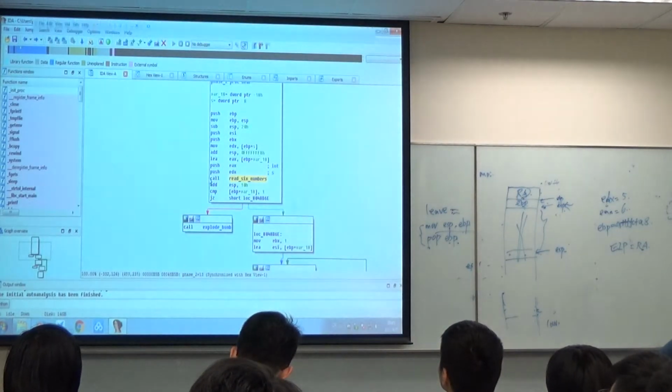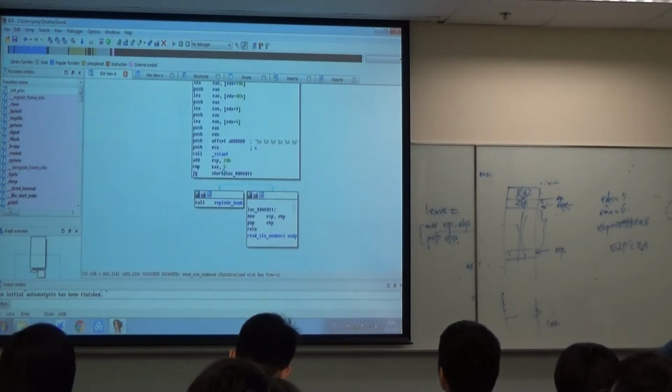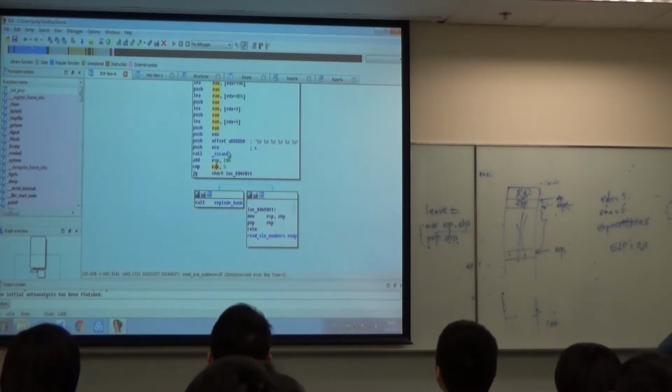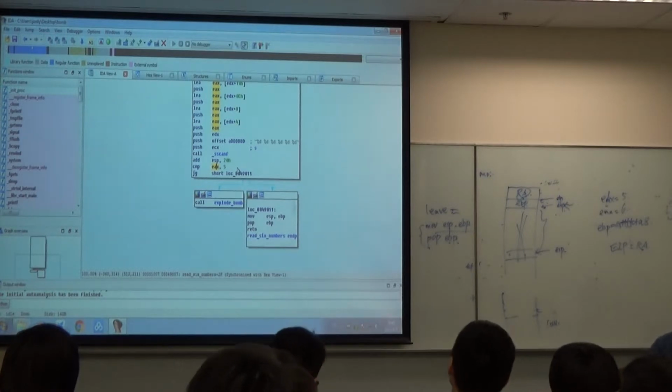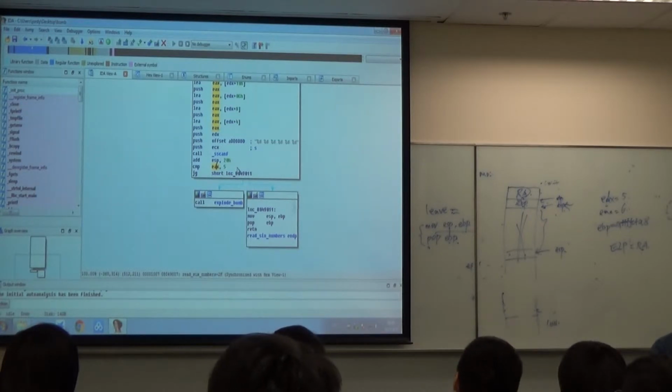Okay, let's see. Compare at here. This compare. It compares EAX with 5. EAX is the return of this function, right? It's the return of scanf function, and scanf is just a standard C library function. It returns the number of characters that you input, right?